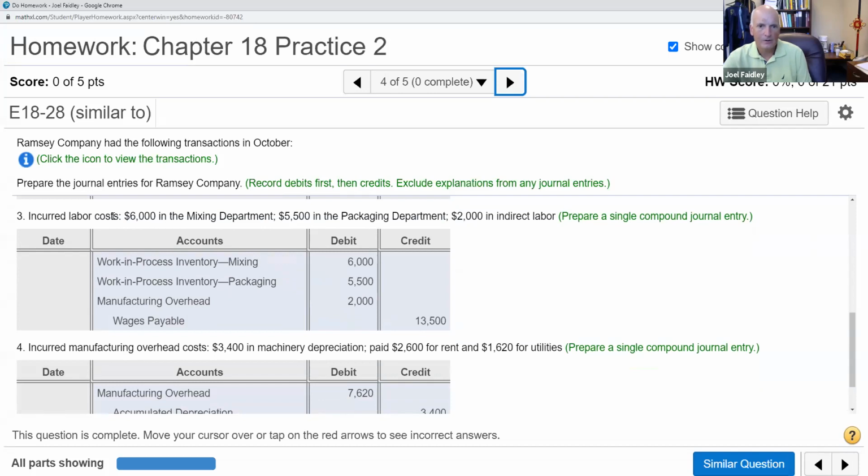Then we had payroll, right? So there's my total payroll, 13.5. Part of it goes to my direct labor, goes to mixing and packaging, right? Direct labor. Doesn't say that, but that's what that is, direct labor in both of these work in process. The indirect labor goes to manufacturing overhead. And these are actual costs, right? These are actual costs that are incurred.